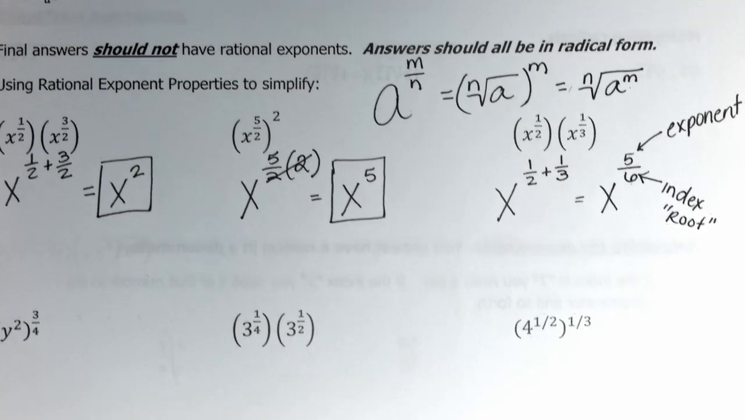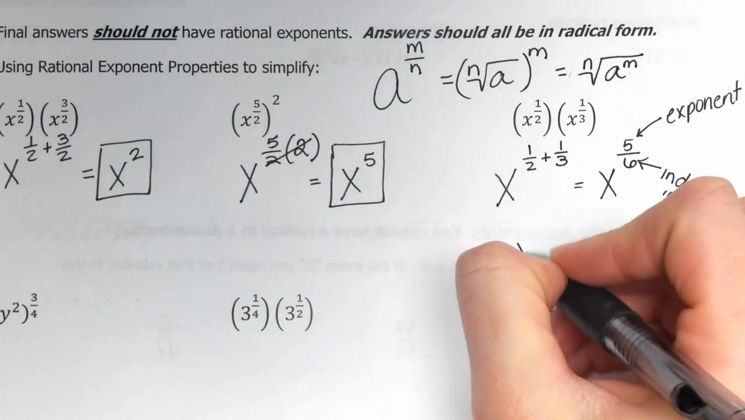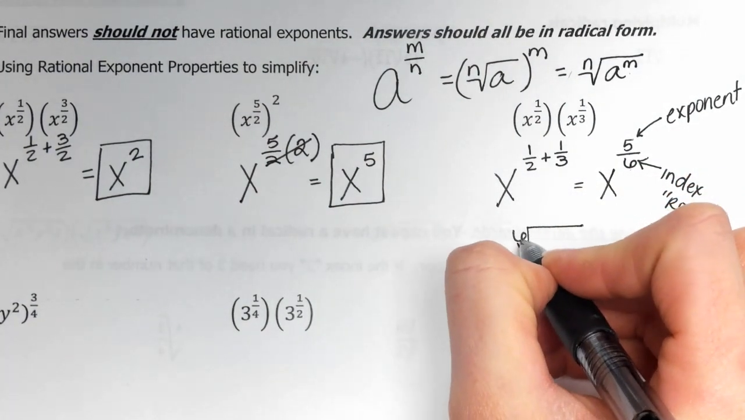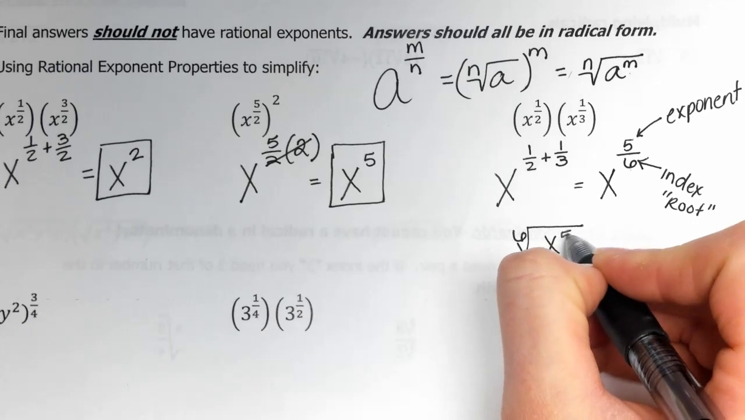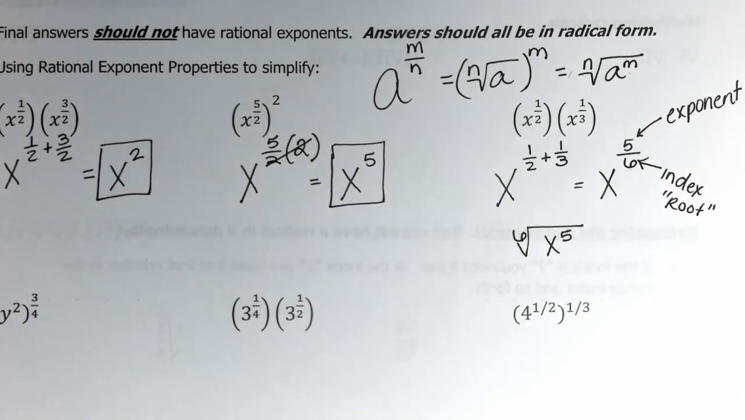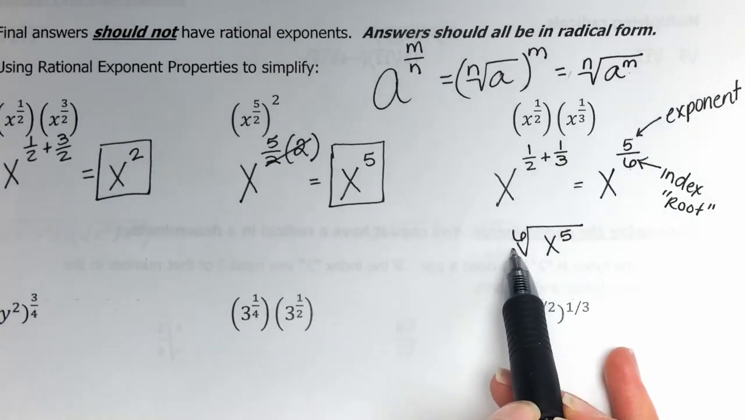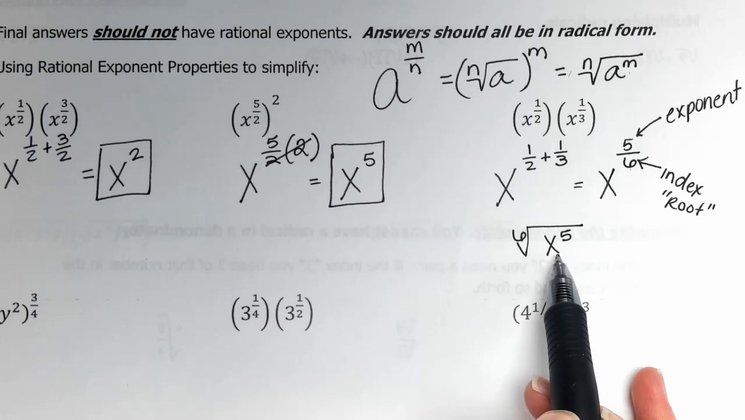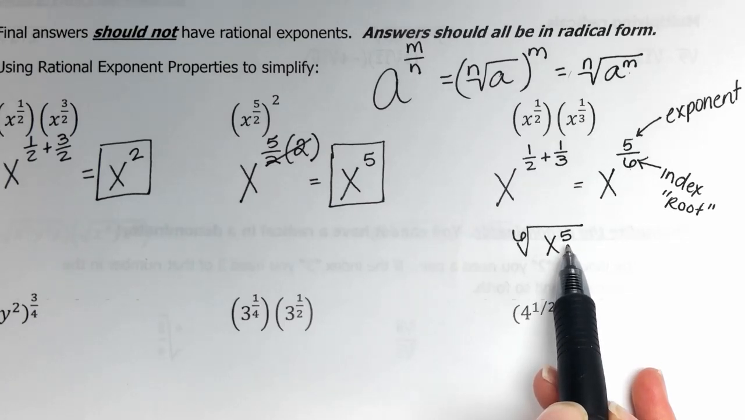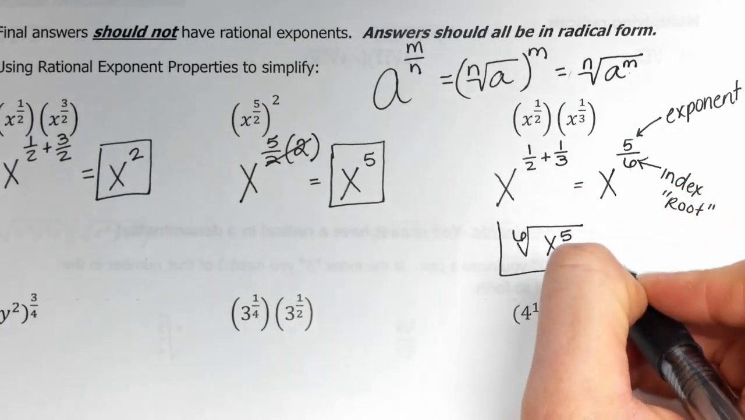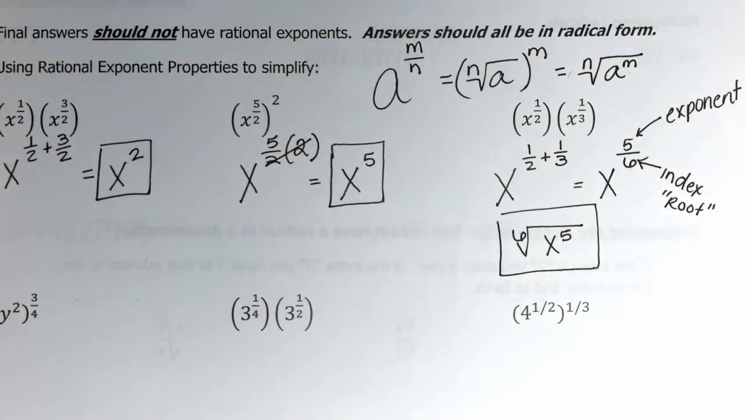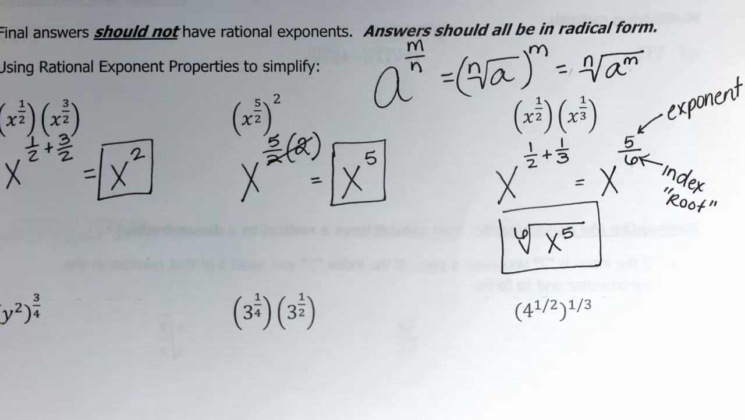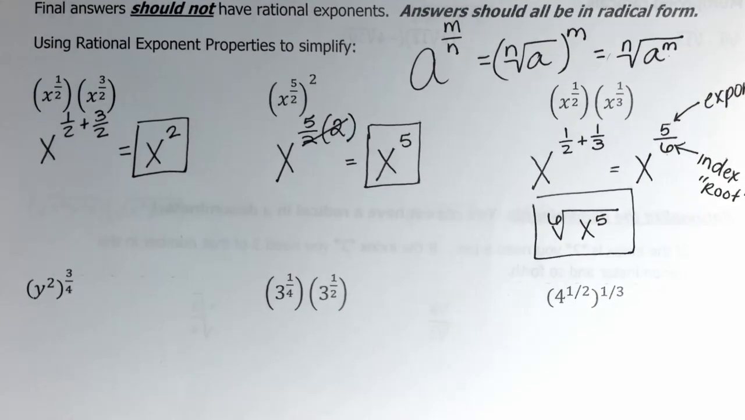Okay? So when I rewrite it, I have my radical. I've got the 6th root of x to the 5th. Okay? And then I would see, can I simplify? My 6th root tells me I need 6 x's. Okay? But I only have 5. So I can't simplify that. That's my final answer. Okay? We good so far?